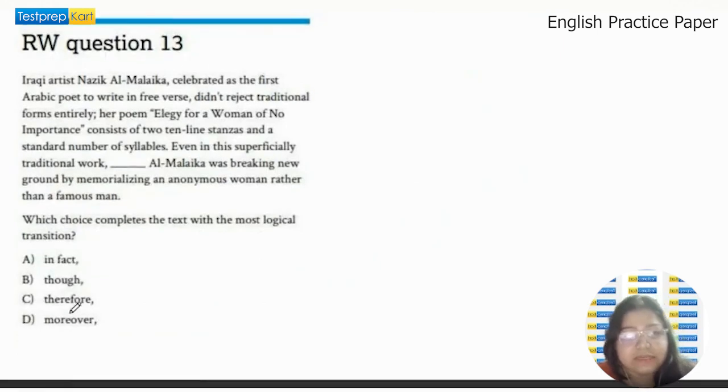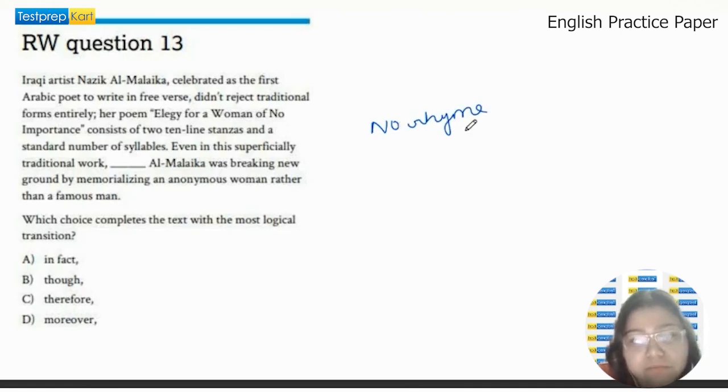All right, question 13. Iraqi artist Nasik al-Malaika, celebrated as the first Arabic poet to write in free verse. Now, free verse means no rhyme. Or, you know, we call it open verse. Didn't reject traditional forms entirely.